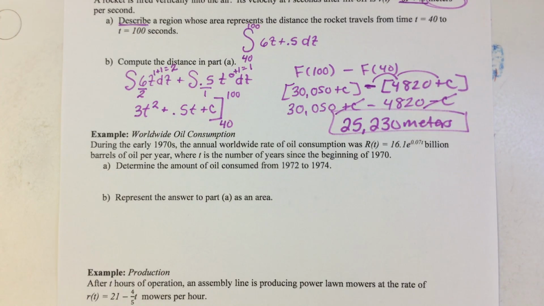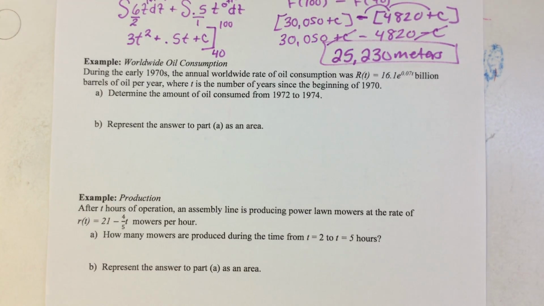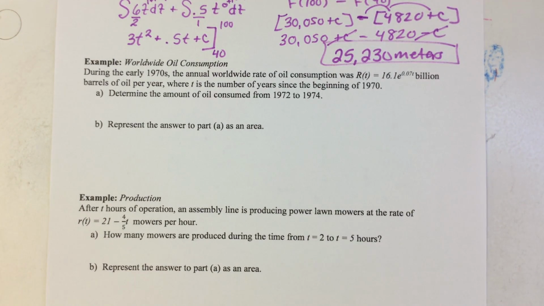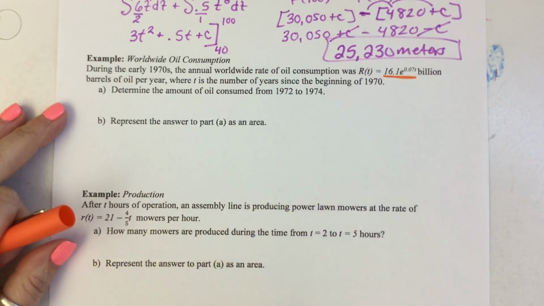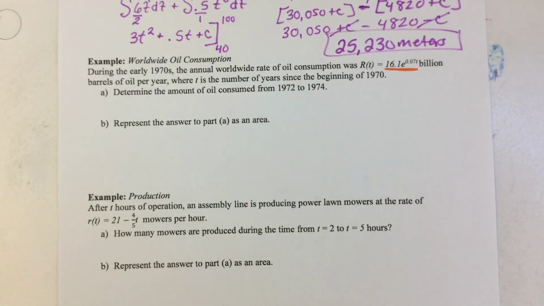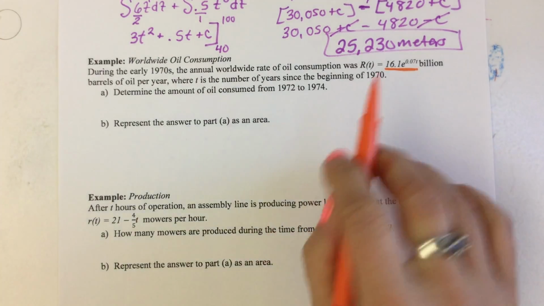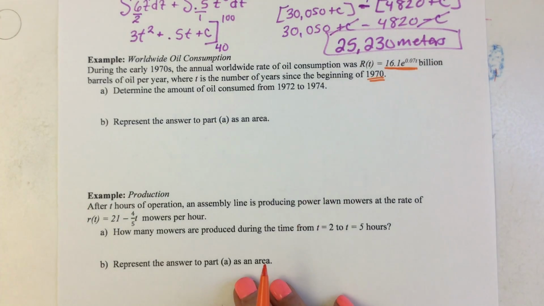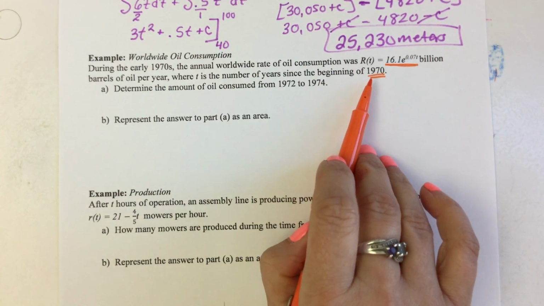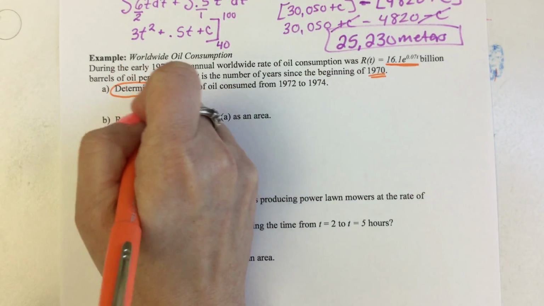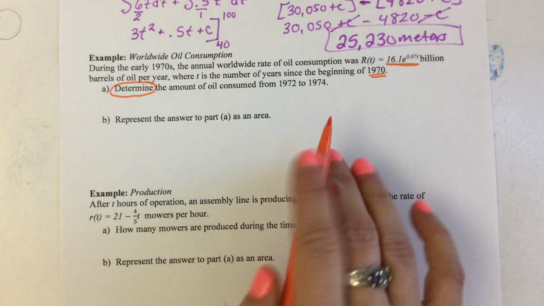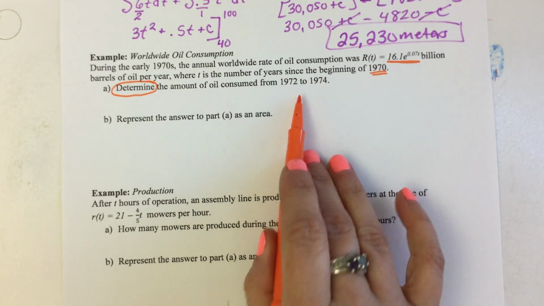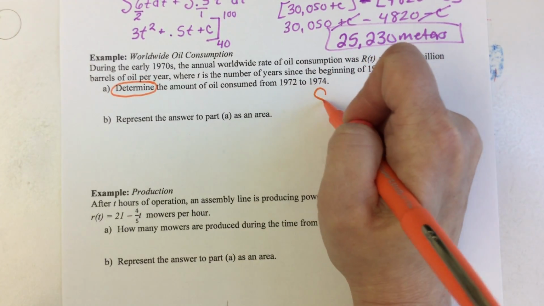Okay, here's another example. During the early 1970s, the annual worldwide rate of oil consumption was given by this function right here, and it is in billion barrels of oil per year. T is the number of years since the beginning of 1970. Okay, so when T is 0, we're talking about 1970. Determine, or describe, as it was in the first one, the amount of oil consumed from 1972 to 1974. What they want you to do initially is just set this up. So I have a definite integral.